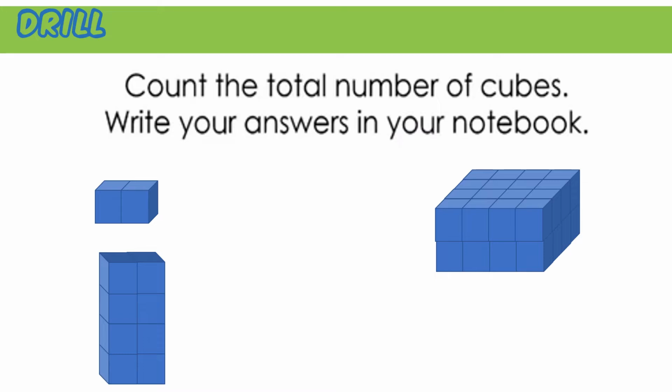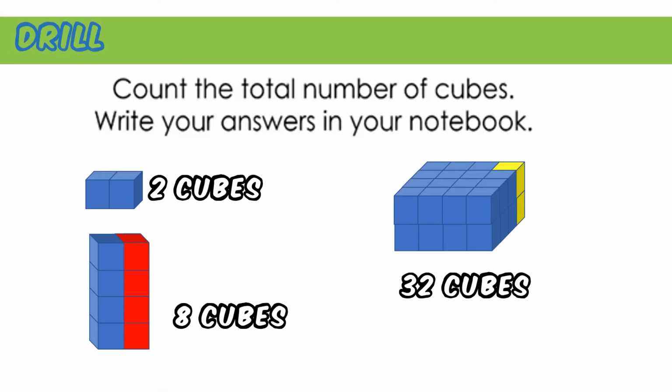Okay. So, let's start. So, for number 1, we have 2 cubes. Item 2, we have 8 cubes. So, 1, 2, 3, 4, 5, 6, 7, 8. And for number 3, we have 32 cubes. Let's count 1, 2, 3, 4, 5, 6, 7, 8. 8, another 8, another 8, another 8. So that's a total of 32 cubes.